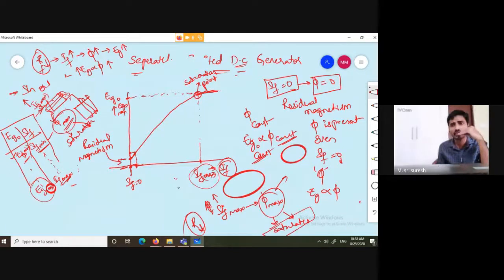See here, these characteristics are very confusing, but they are very interesting. In order to know the behavior of DC generators, we have to know the operation of separately excited DC generators based on these characteristics. So these characteristics are very important. Please tell me if you are understanding or not. If you are not understanding, then I will explain again.